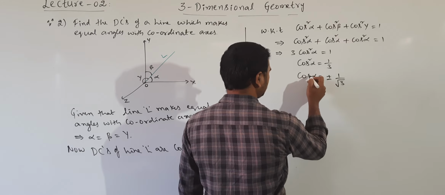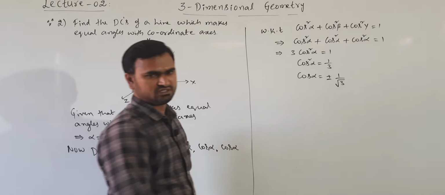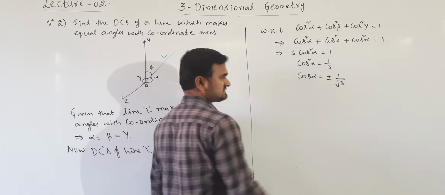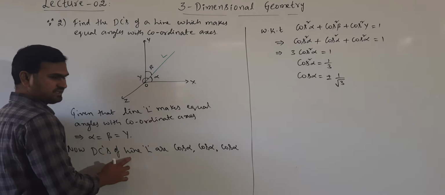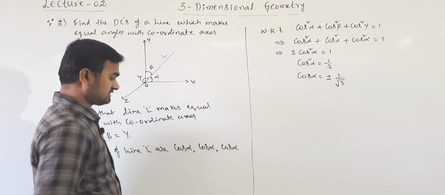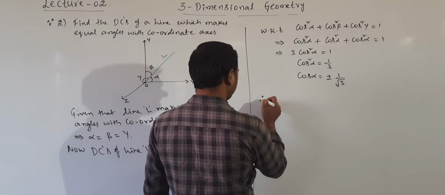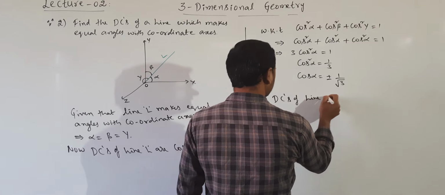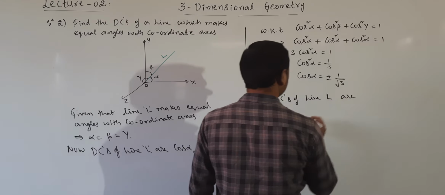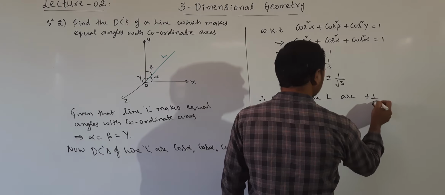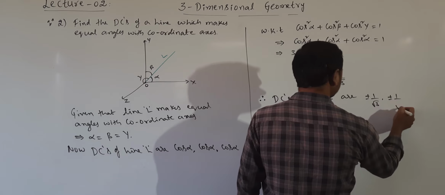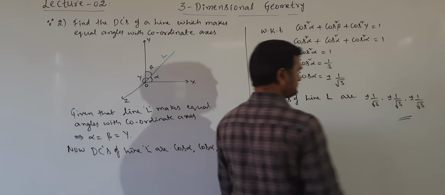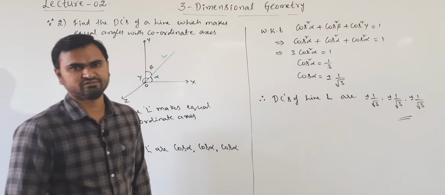So both cases we have to take here, maybe it is plus 1 by root 3 or minus 1 by root 3. So cos alpha value plus or minus 1 by root 3 means, therefore, what are the required DCs of line? Cos alpha, cos alpha, cos alpha. So therefore DCs of line L are plus or minus 1 by root 3, comma, plus or minus 1 by root 3, comma, plus or minus 1 by root 3. So these are the DCs of the given line.